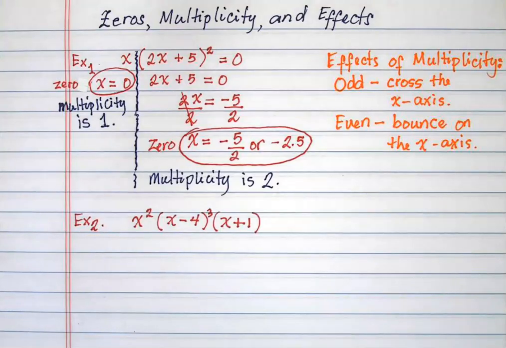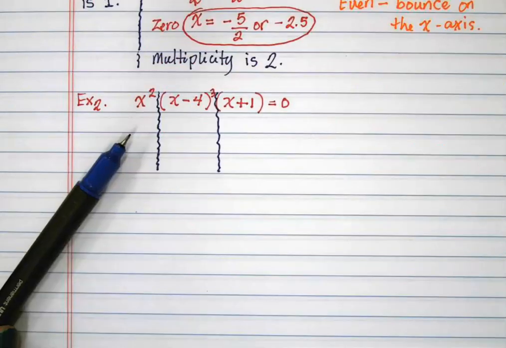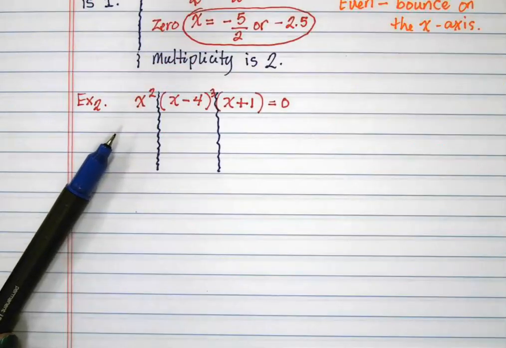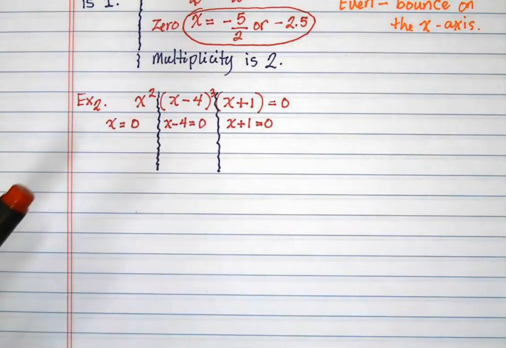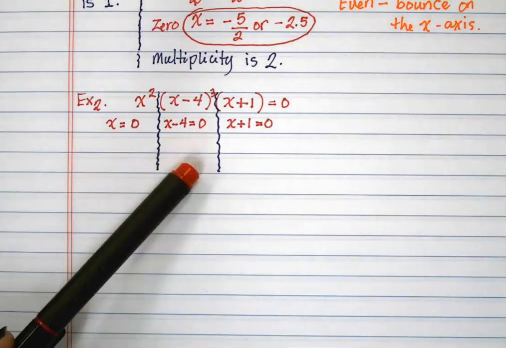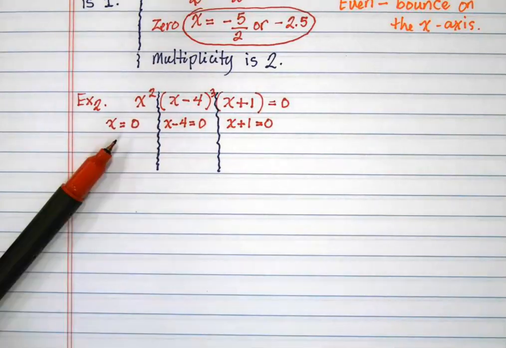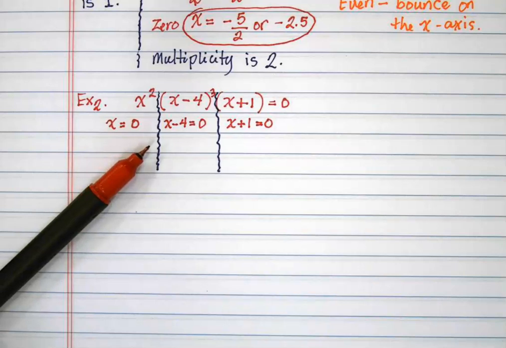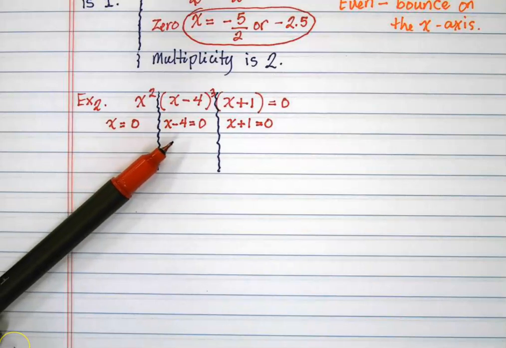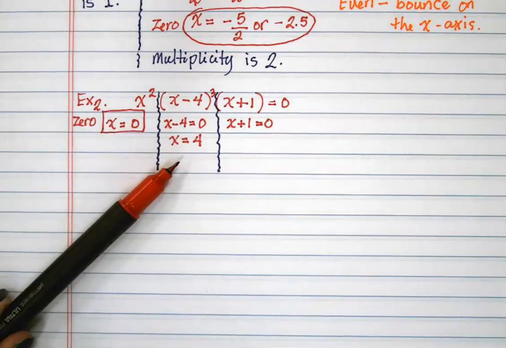Example number 2. We will set this equal to 0 and then solve for the zeros of this function using the zero product property. We will make some space in order for us to solve for the zeros of this function. The first thing you're going to do is set all your factors equal to 0. For the first one, your x is already equal to 0, nothing to solve anymore. For the second one, we're going to move the negative 4 to the other side of your equation, and so that negative 4 turns to positive 4. And so your x is equal to 4.